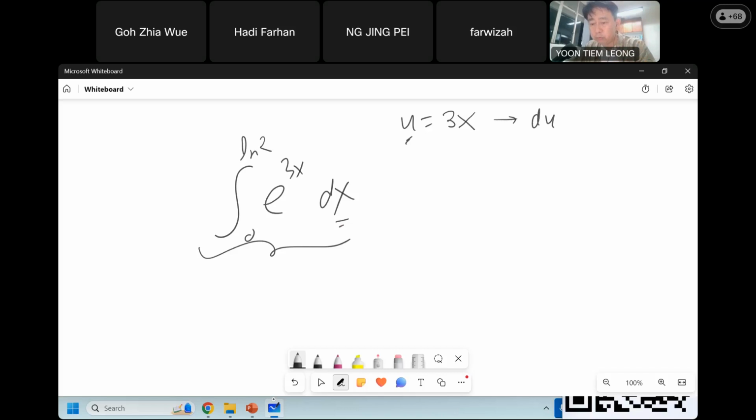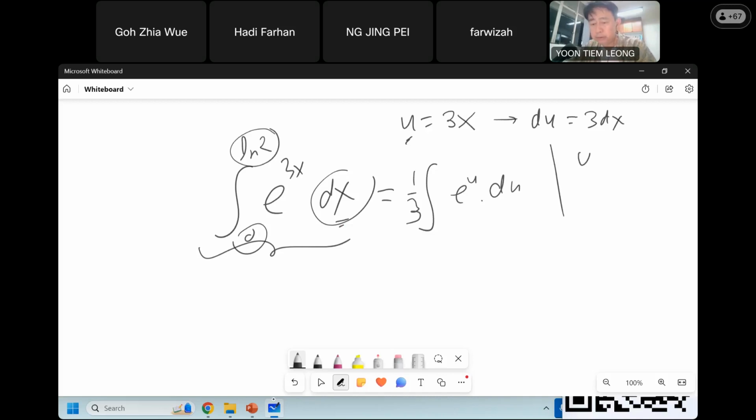So you write down du equals 3 dx. Then the integral can be easily converted into e^u, and dx is just du over 3. And here is x equals 0, here is x equals ln 2. Therefore, since u is equal to 3x, when x is equal to ln 2, then u at ln 2 is simply equal to 3 ln 2.